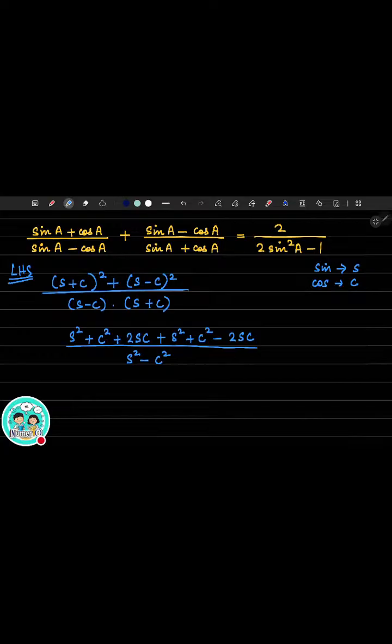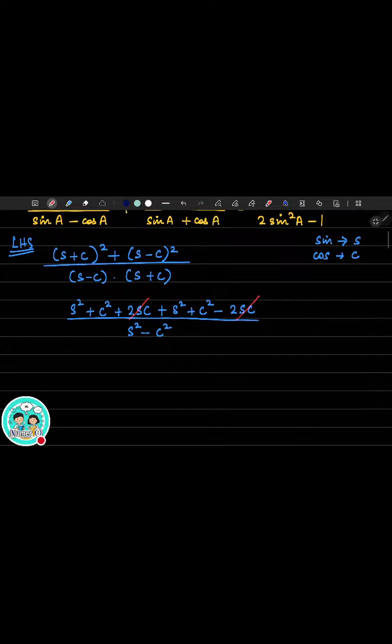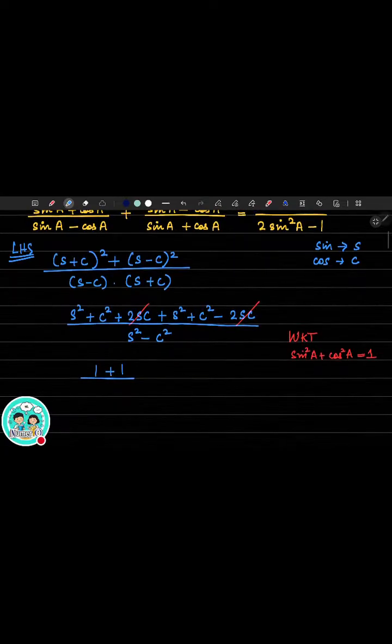Right? Now what term gets cancelled here? If you see, plus 2 sin A cos A minus 2 sin A cos A gets cancelled. What are you left with? You are left with sin square A plus cos square A plus sin square A plus cos square A. We know that sin square A plus cos square A is equal to 1, right? So sin square A plus cos square A is 1, and this sin square A plus cos square A is also 1. So I'll write 1 plus 1 whole divided by sin square A minus cos square A.